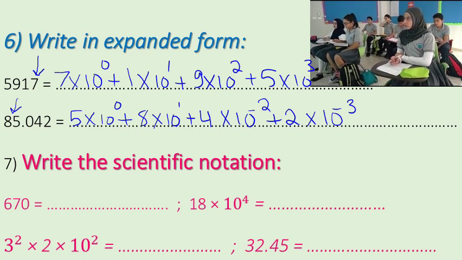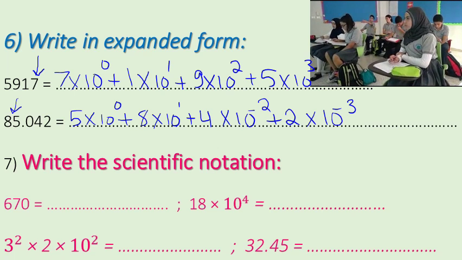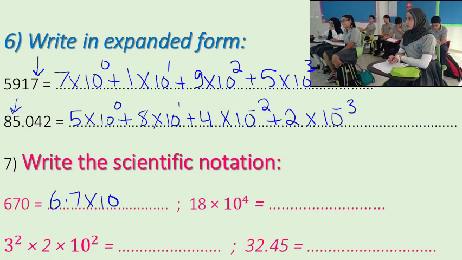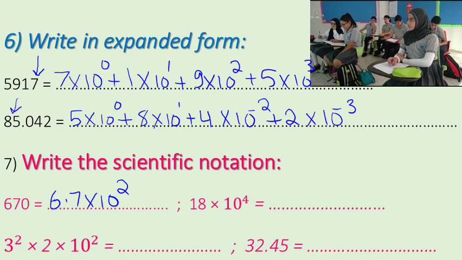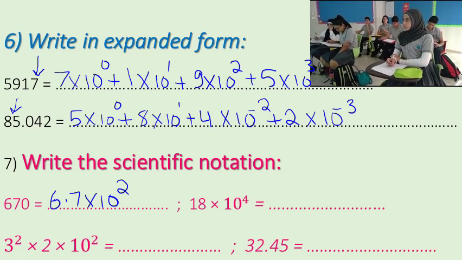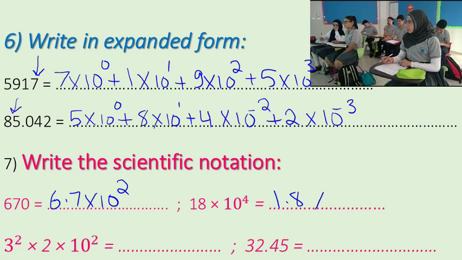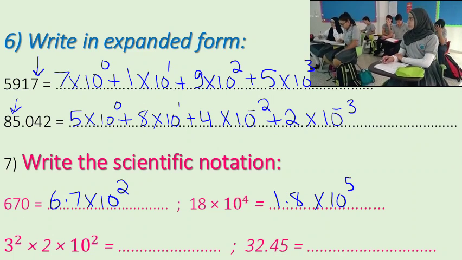Now, exercise number 7, we should write the scientific notation. Yes, Hassan. 670 should be written in scientific notation. We write 6.7 times 10 to the power 2. Yes, because the first number should be between 1 and 10, okay? Now 18 times 10 to the power 4, Dana. 1.8 times 10 to the power 5. Yes.